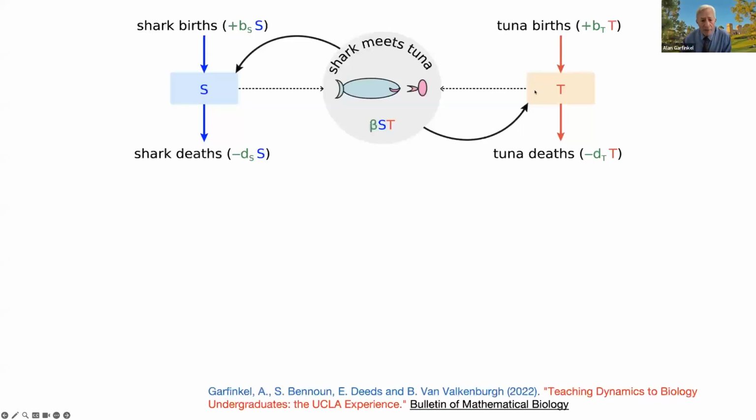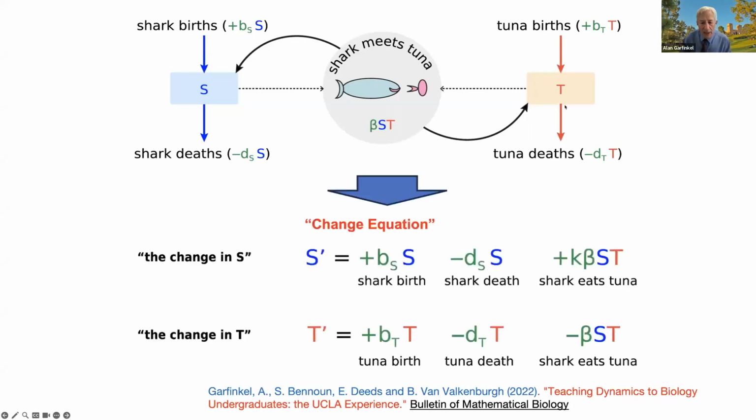So now we have a model. We have all of these terms down, and then we collect these terms into a change equation. And the change equation just says the change in S, and we add up all the positive terms and we subtract all the negative terms. And this is our model expressed as a change equation.